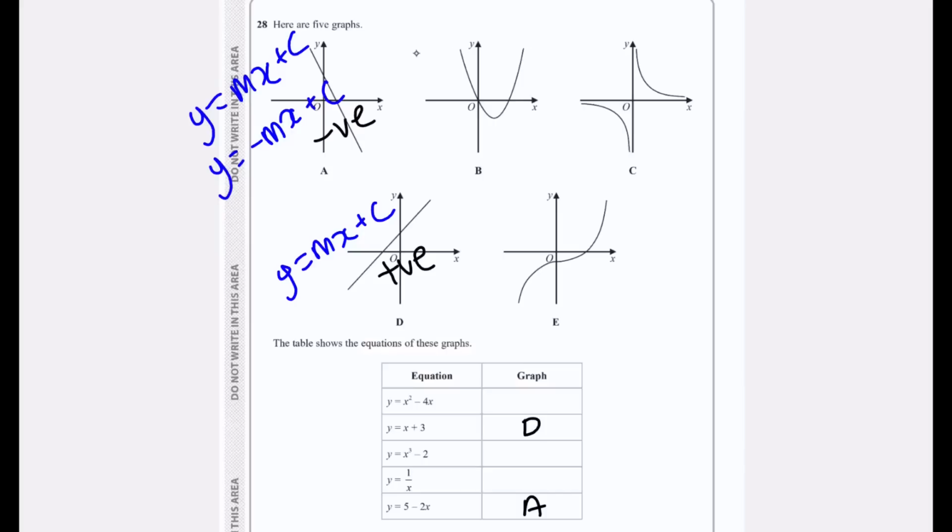Graph B is a quadratic. That's a y equals x squared graph, some kind of x squared graph. That's the only x squared graph here. It's a positive x squared. And it is this one, the x squared graph. C is a reciprocal graph, something like 1 over x or 2 over x or something like that, a reciprocal graph, which is that one, 1 over x. And E is a cubic, something like x cubed, and it's the only one left, so it is that one.